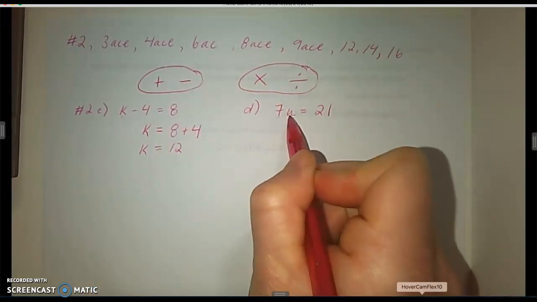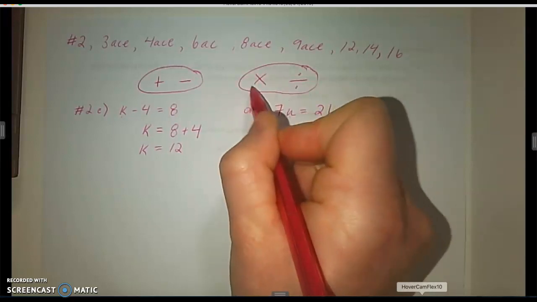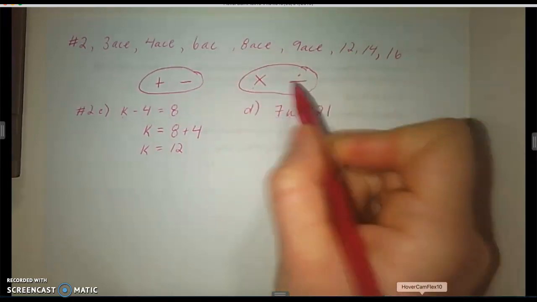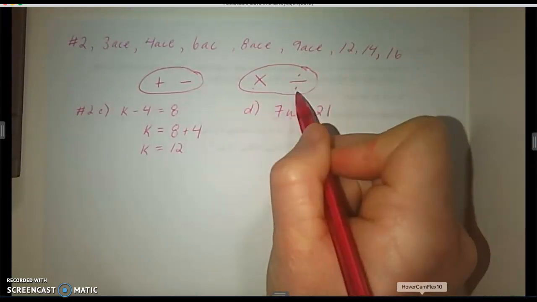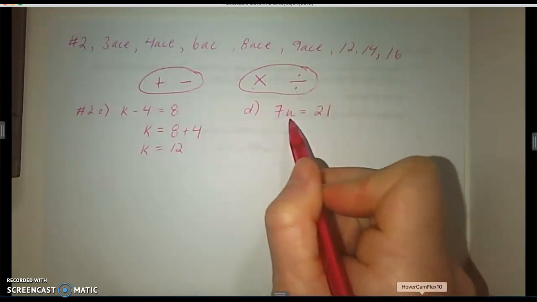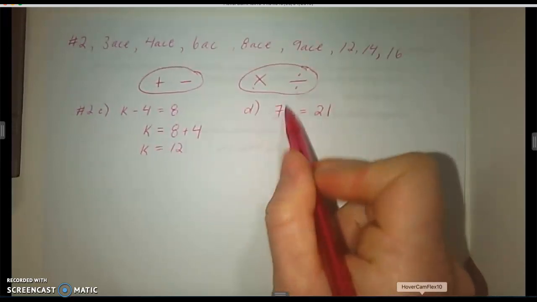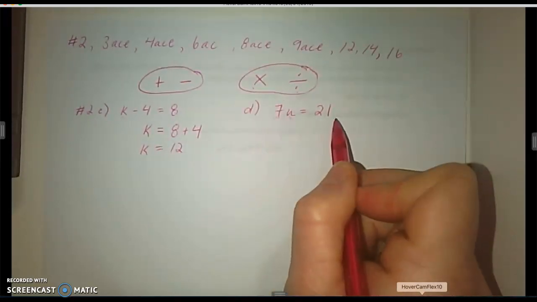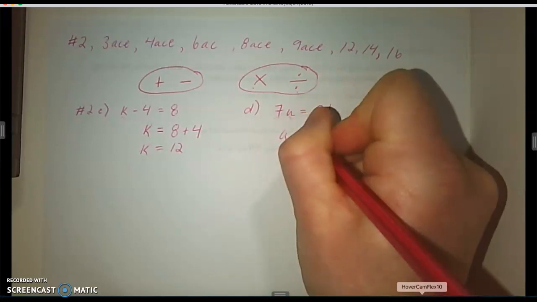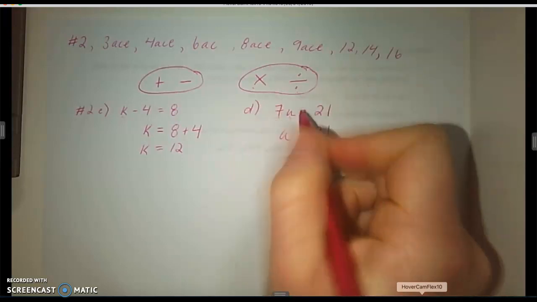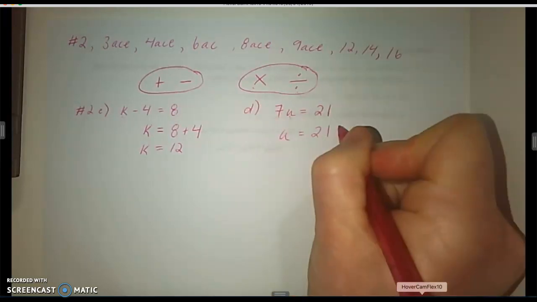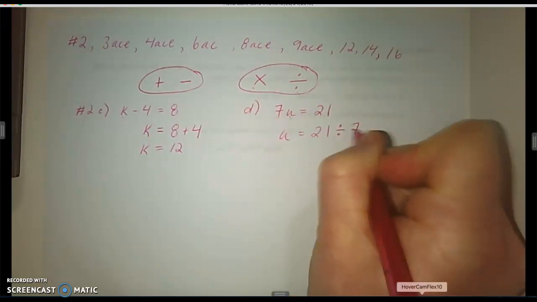So the 7 with the u right here, that means 7 times u. Okay? The inverse of times is divide. So to get the u by itself here, I have to do the inverse of 7 times on the other side. So I'm multiplying over here. That means on the other side, I would divide.